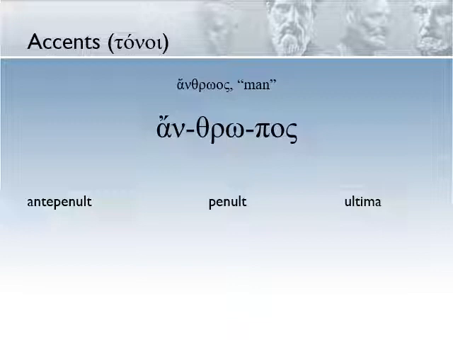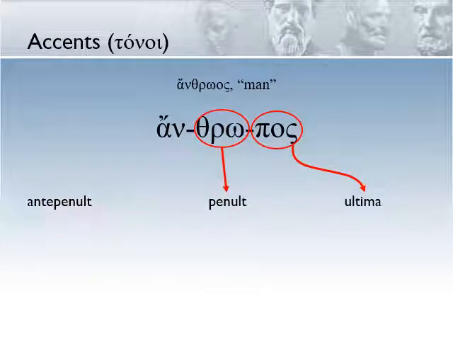So when we talk about these three syllables, I want you to notice that the last syllable is the ultima. So the ultima for anthropos is the syllable pos. Moving back from there one syllable, we have the second to the last syllable, thro. This is what we call the penult. And then moving back one more syllable into the word, we have the first syllable, or the third from the end, the syllable an, and this is the antepenult.